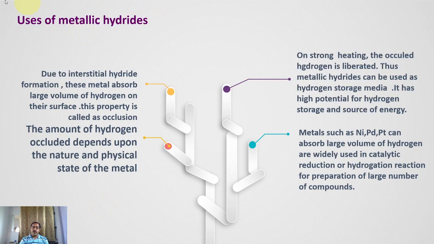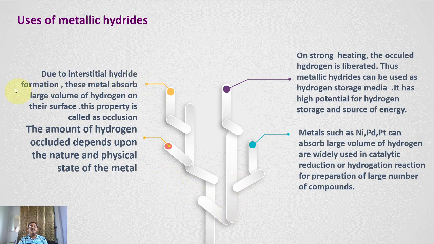So let us go to the uses of metallic hydrides. You know, in many reduction reactions in organic chemistry, we have hydrogen absorbed in metals, nickel and palladium. So nickel and palladium, in which hydrogen is absorbed, are used as reducing agents.